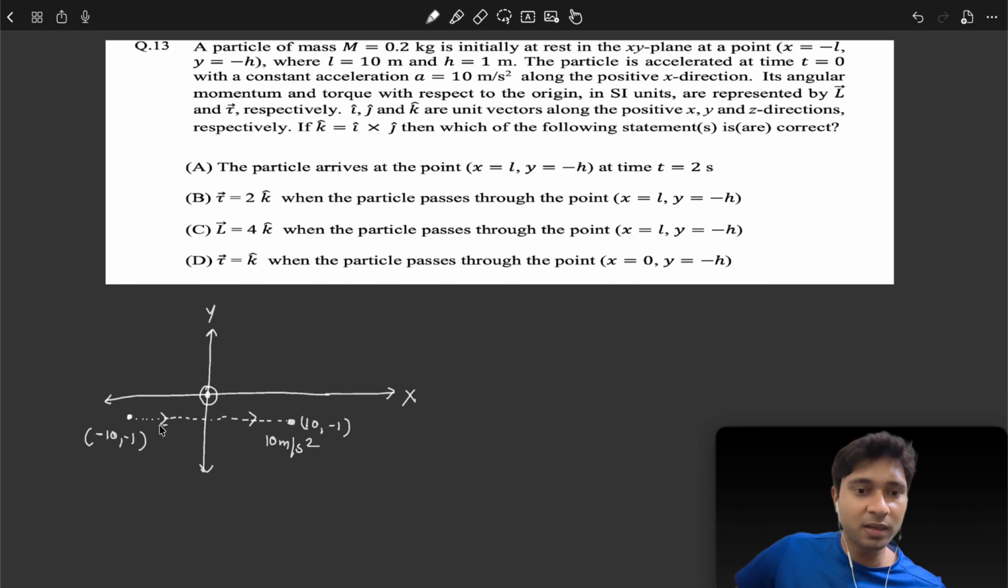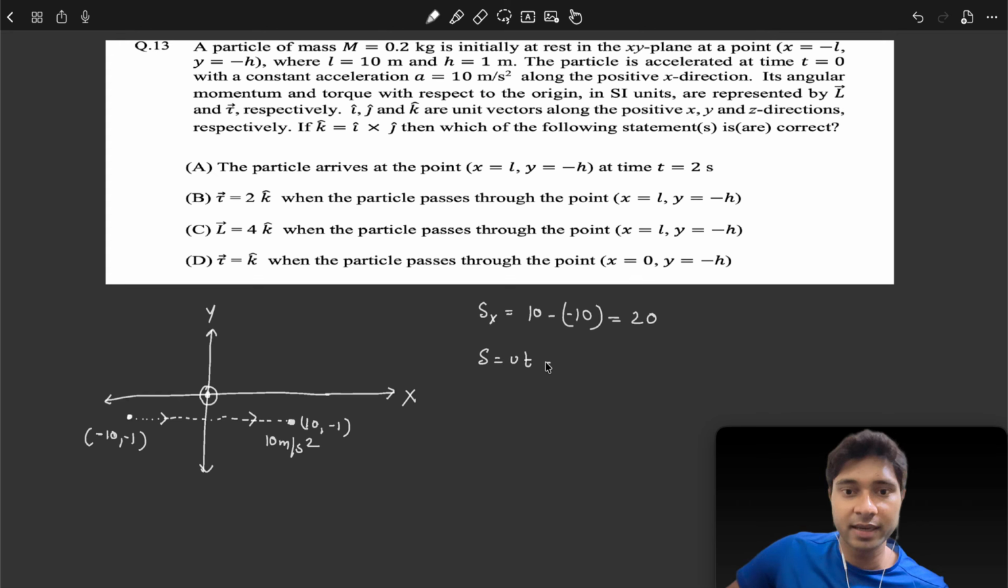So what is the displacement? Total displacement in the x direction is 10 minus minus 10, which is 20. And how much time will it take? We can use the second equation of motion. So 20 is equal to, initial velocity is 0 because it was at rest, half into 10 t square, so it will turn out t equal to 2 seconds. Okay, so the first option is correct.